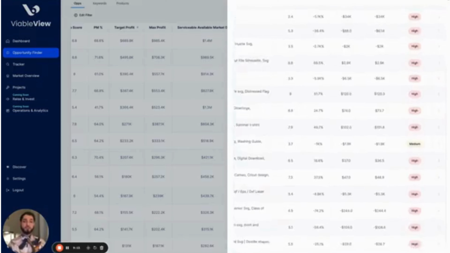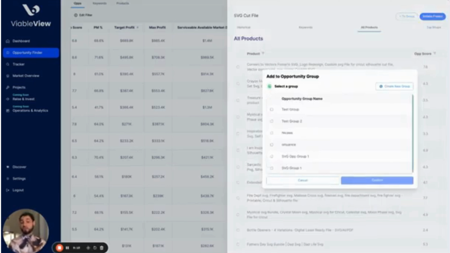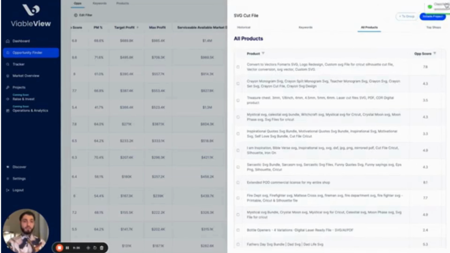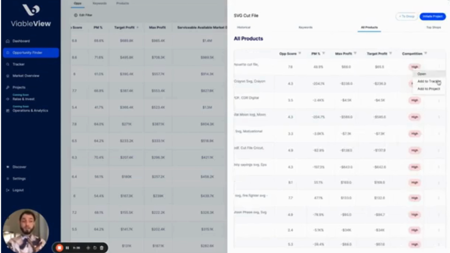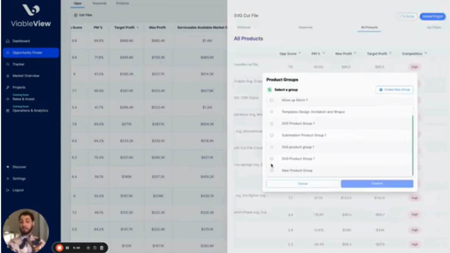Say we really like this opportunity, we can save this entire opportunity to a group, which is our tracker. I already have a tracker saved for this, but I could create a new one if I wanted to right here. I'm going to go ahead and save it as SVG group 1. Alrighty, saved. I can also save an individual product in a tracker if I would like, in case I don't want all of the products in the opportunity. Not all ops have a lot of products, but some of them have quite a few. So say you wanted to just grab a couple of products from that op that stood out to you in particular, you could do that, no problem.